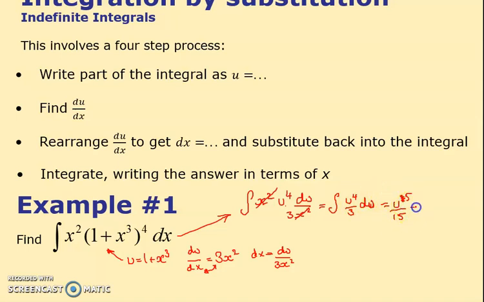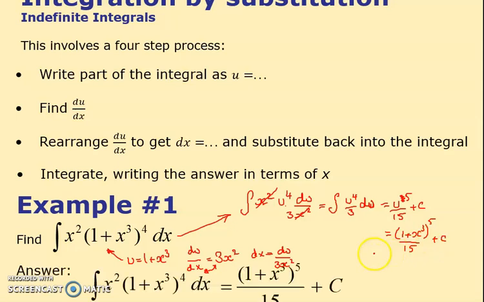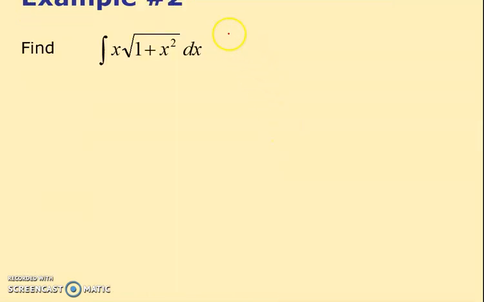Now, notice in itself this is wrong, because what I need to do is get rid of my u. I need to get back to my x's. My u was 1 plus x cubed. So this is 1 plus x cubed to the power of 5 all over 15 plus a constant. Hopefully my answer says that. 1 plus x cubed to the 5 over 15 plus a constant. Tick. Example 2. So this is what you're getting used to, the fact that you get this double expression.